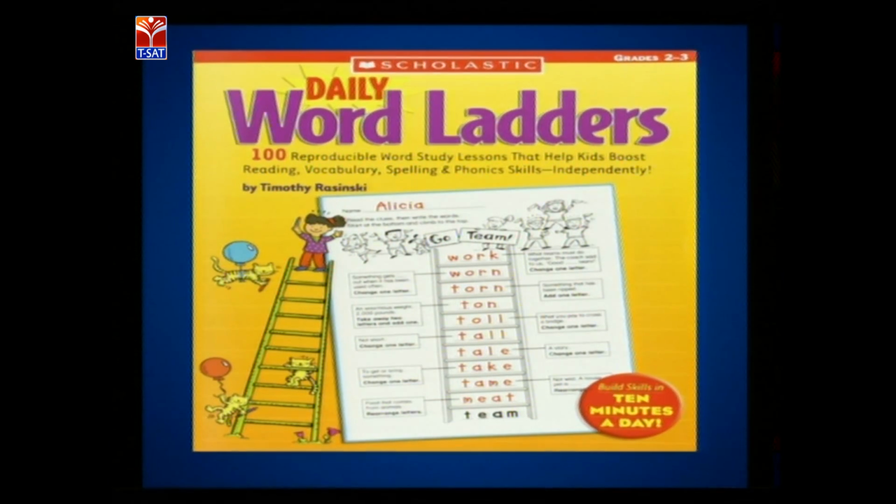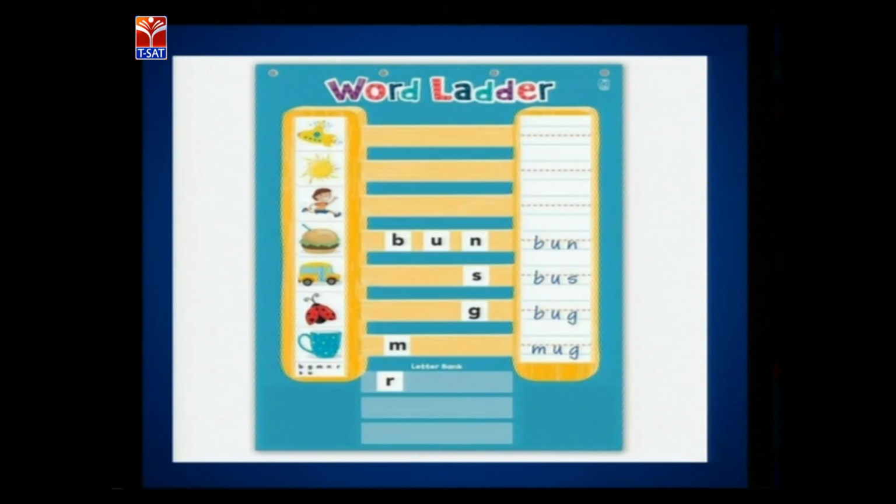Word ladder. Let us see one more word ladder. There are pictures on the left and blanks on the right. Some words are given to you. The cup or mug is given there. The picture of a mug is given. The letter M is provided and we have to supply the two letters. The children have to supply two letters.